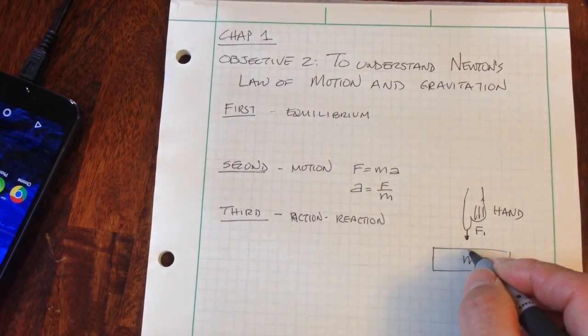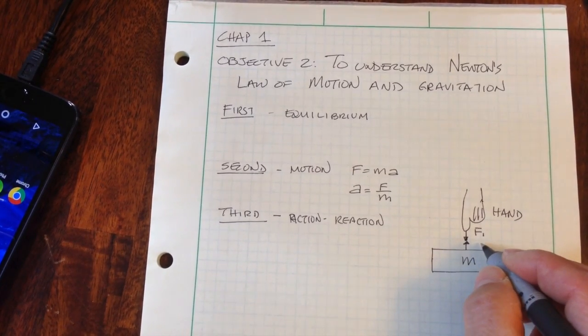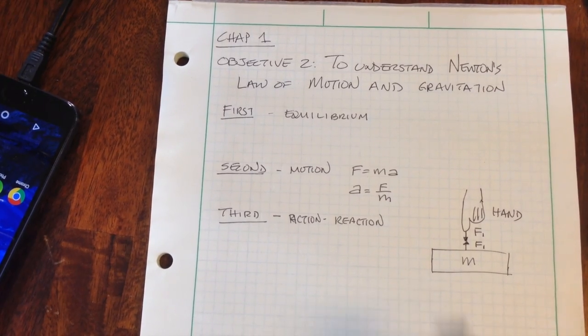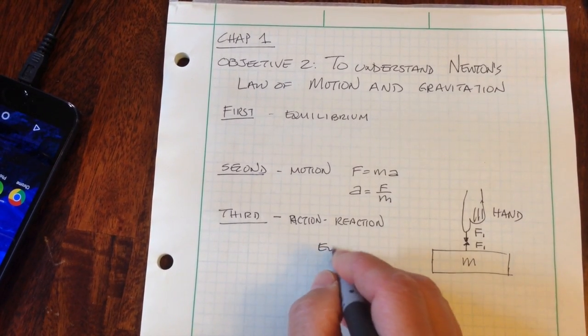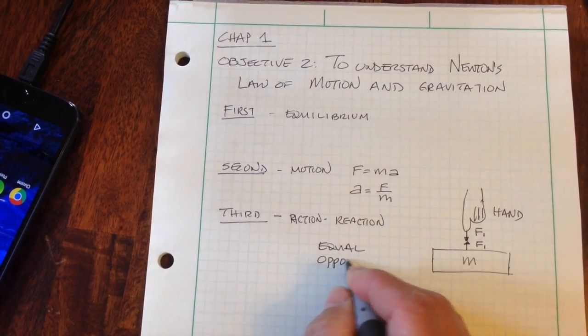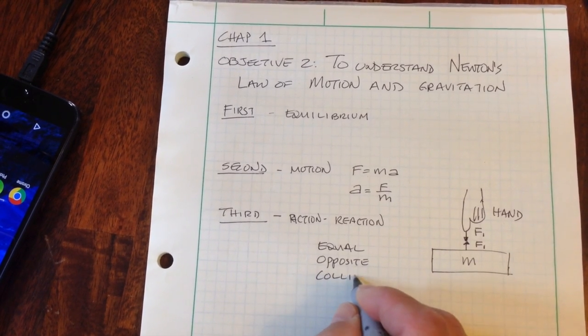The Altoid box will also exert the same and exact force back onto my finger, and they will be equal. They will be opposite in direction, and they will be collinear.